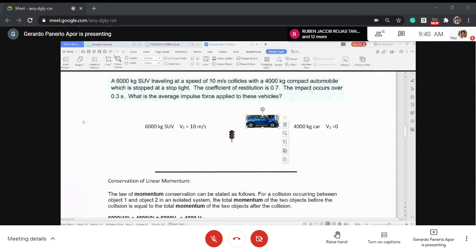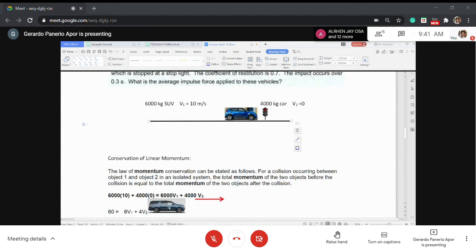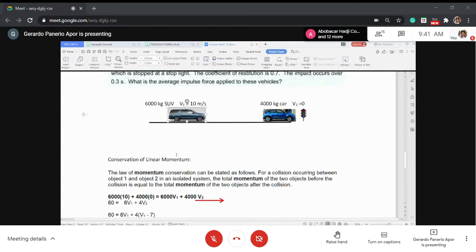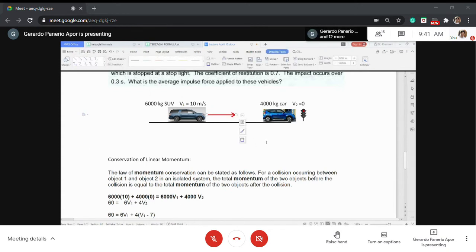Okay, so first, the compact car which is stopped, 4,000 kilograms. So it is stopped. We call this object 2, because this is 0.2. Okay? And then not far from it you have a vehicle, an SUV, running at 10 meters per second. The weight is 6,000. I'm going to draw an arrow like that, no? So it's going to hit the vehicle.